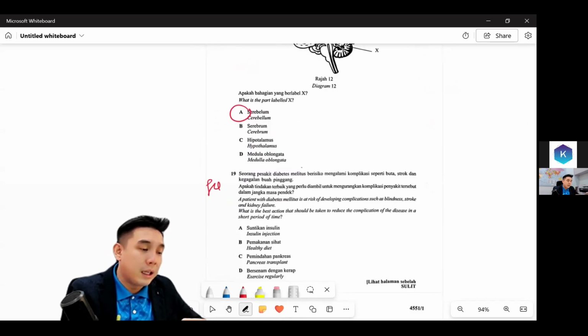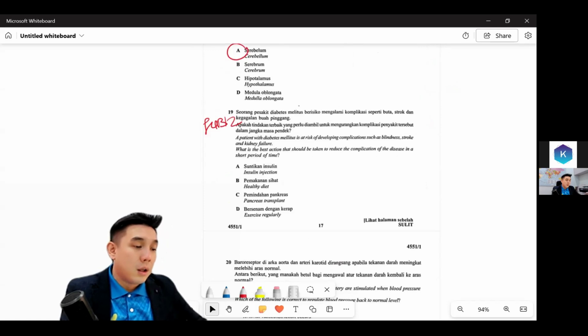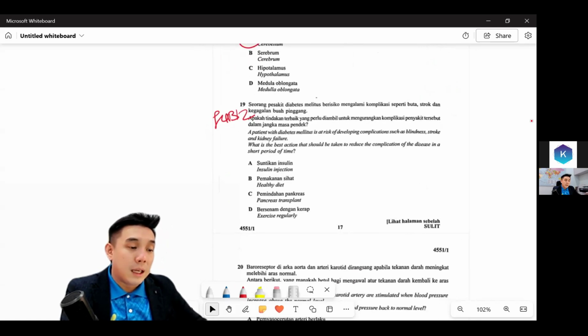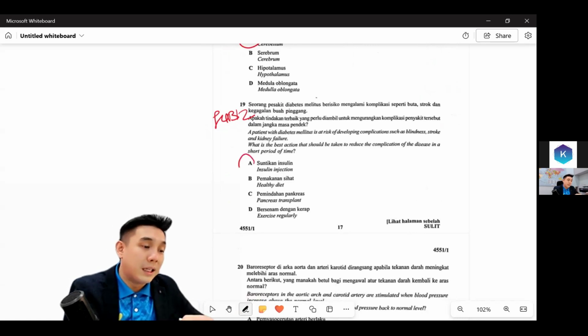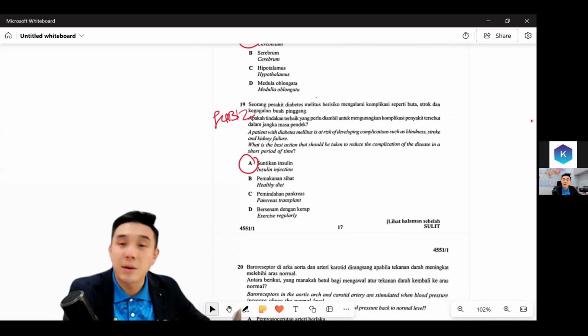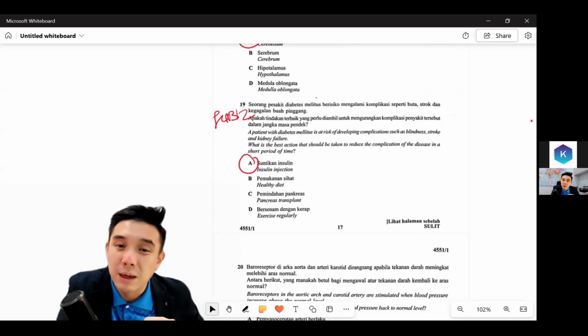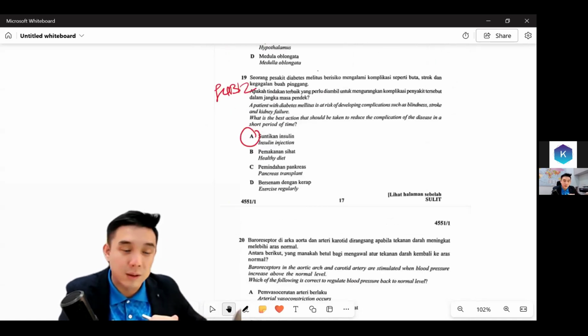For 19 here, Form 4, Chapter 12, because at the end of Chapter 12 there is diabetes mellitus. The best action that can be taken to reduce the complication of the disease is by injecting insulin, guys. Because diabetes mellitus means too much sugar, too much sweet food, sweet stuff, carbohydrate.